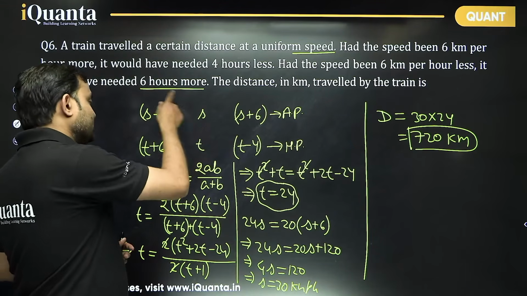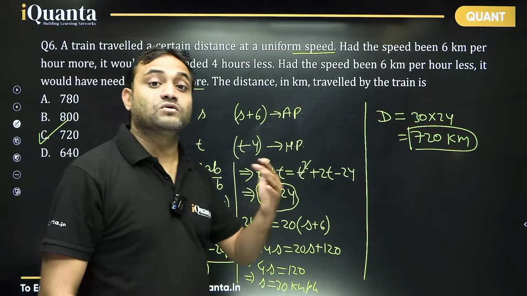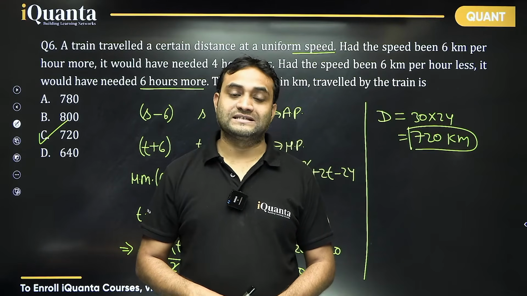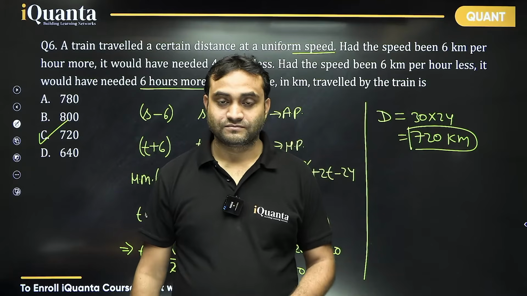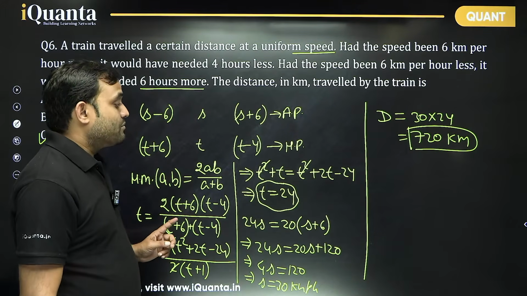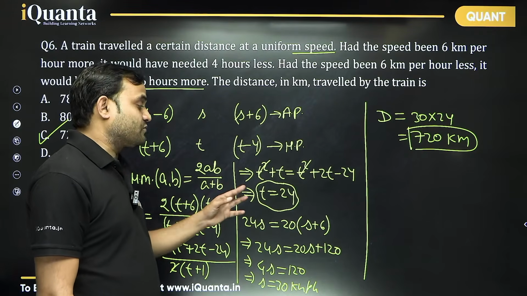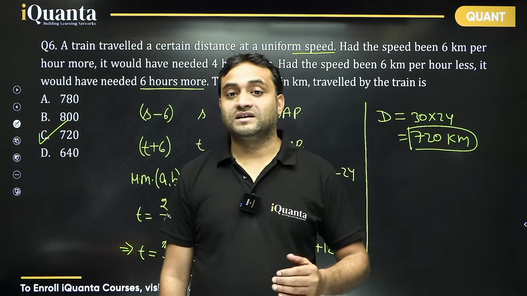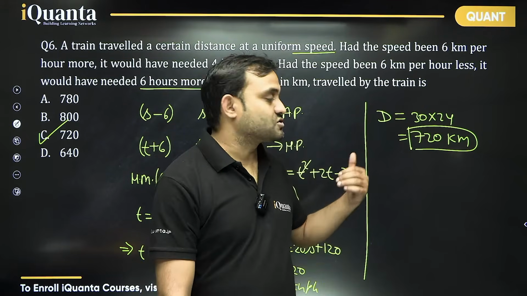Then again taking these two, we can get another equation in S and T. Solving that, we get the value of S and T, and then we find the distance, right? But I like this method more, because once you find the value of time easily using the harmonic mean concept, we can very easily find the speed and so distance.